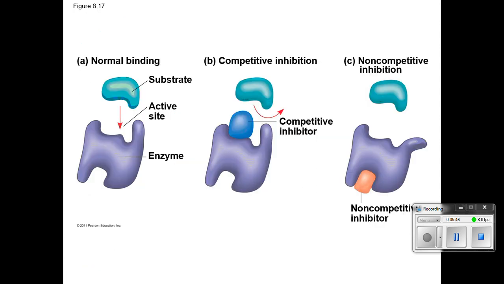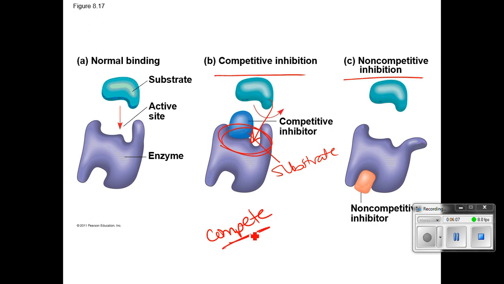This shows the difference between competitive and non-competitive inhibition. Competitive inhibition, here's the substrate, and here's the competitive inhibitor. So the competitive inhibitor is actually going to take that active site over. It's going to compete with the substrate for that active site.